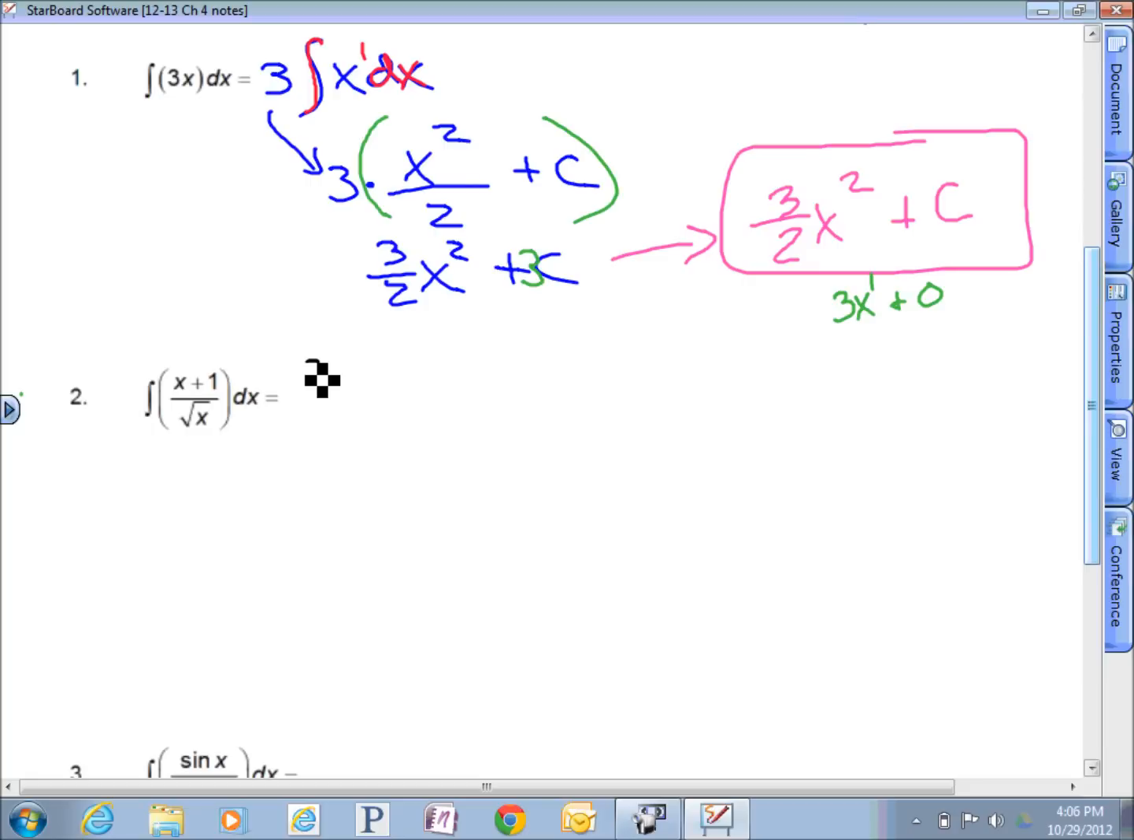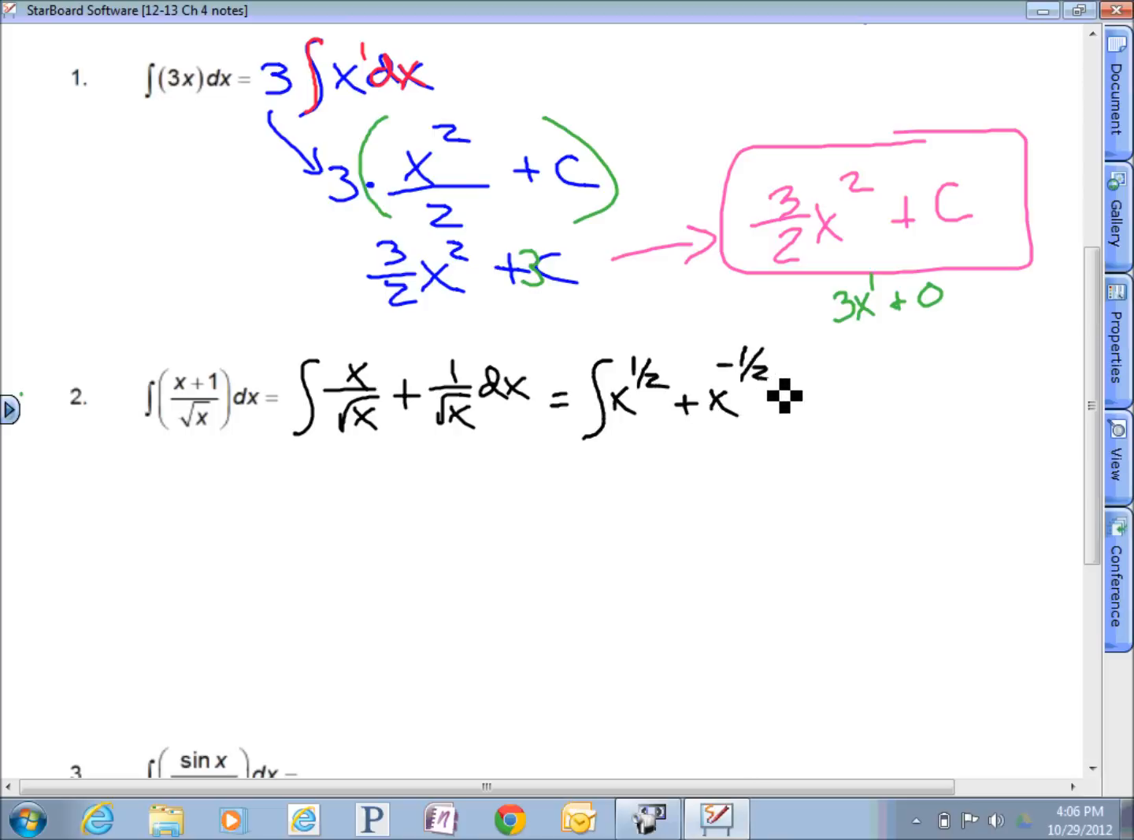Let's call it the integral of x over root x plus 1 over root x dx. We'll rewrite it again. This is really the integral of x to the 1/2 plus x to the negative 1/2 dx. Two terms, two integrals, just like when we do derivatives. For each term, we're going to do a derivative. Here, for each term, we're going to do an antiderivative.